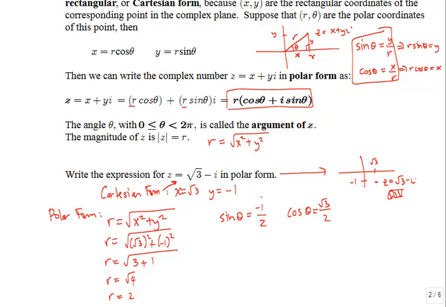So what's the name of the pi over 6 angle that's in quadrant 4? That's 11 pi over 6. And that's between 0 and 2 pi, so we want to use that version of it.